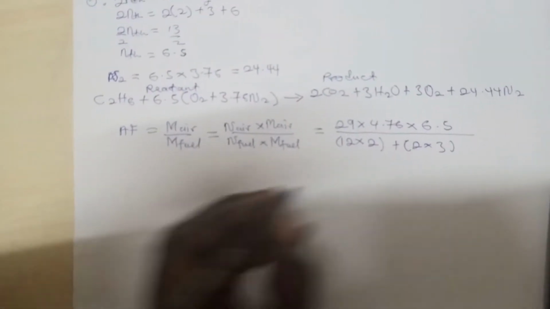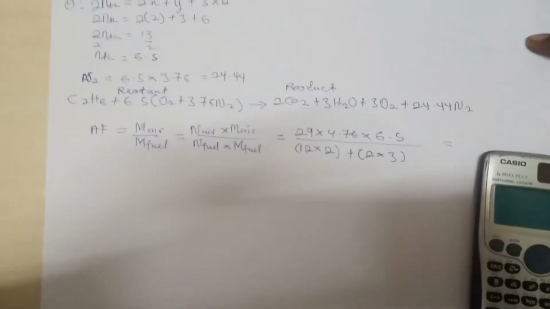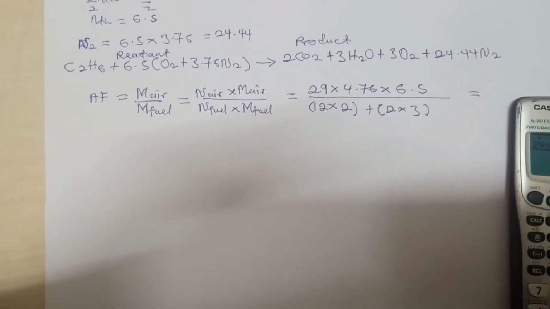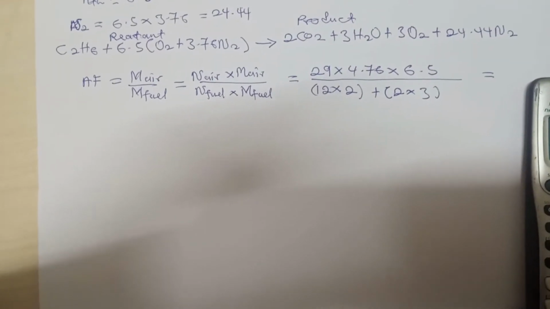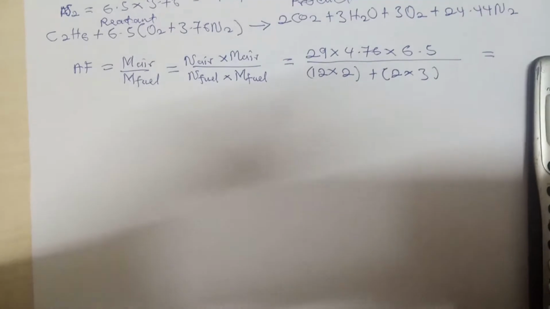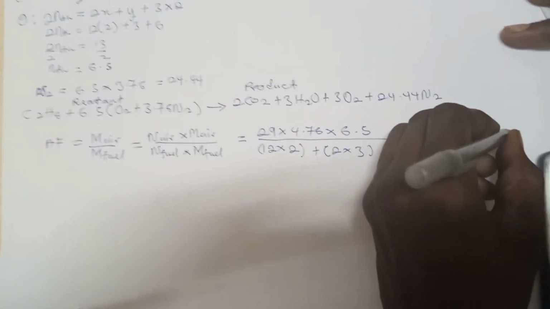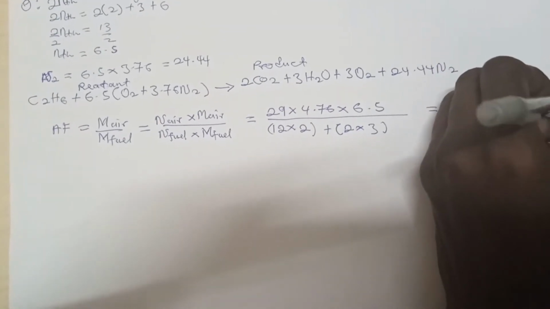So now it equals 29 times 4.76 times 6.5, all over 12 times 2 plus 2 times 3, which equals 29.908 kilogram of air over kilogram of fuel.